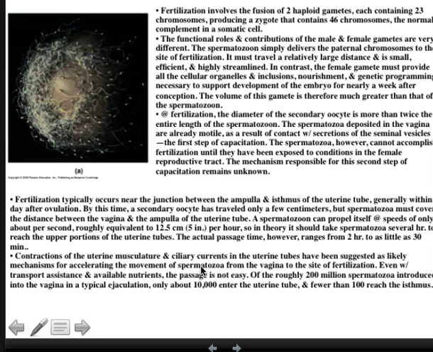What helps it out? Well, contractions of the uterine musculature and the ciliary currents in the uterine tube have been suggested as a mechanism that speeds this up. Even with the transport and assistance of the available nutrients, the passage is not easy. Of the roughly 200 million sperm introduced into the vagina in typical ejaculate, only about 10,000 enter the uterine tube, and fewer than 100 reach the isthmus. So there's a lot of attrition.